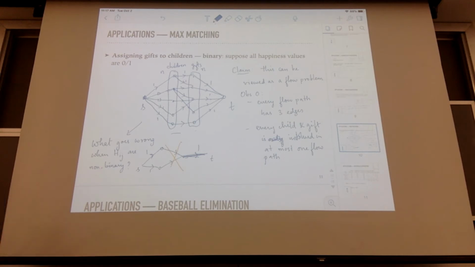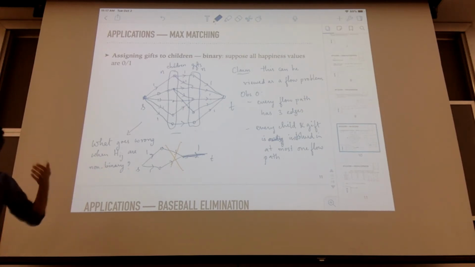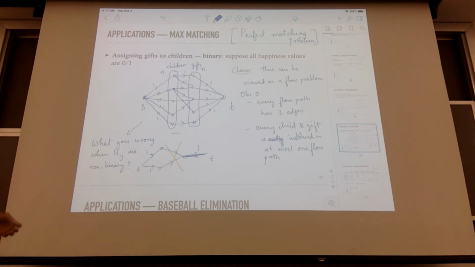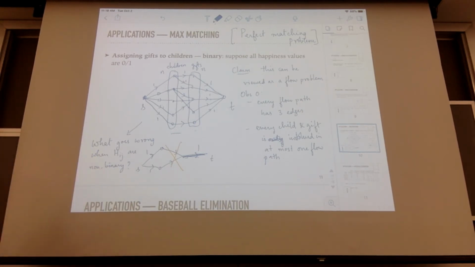One thing maybe I'll mention here, because we'll see it in a little while, is that the problem of finding out if every child can be assigned a gift in this binary setting is called the perfect matching problem. That's like asking: is the max flow equal to n? Can every child be given a gift that he's happy with? So that's called the perfect matching problem, and it shows up in a bunch of applications.